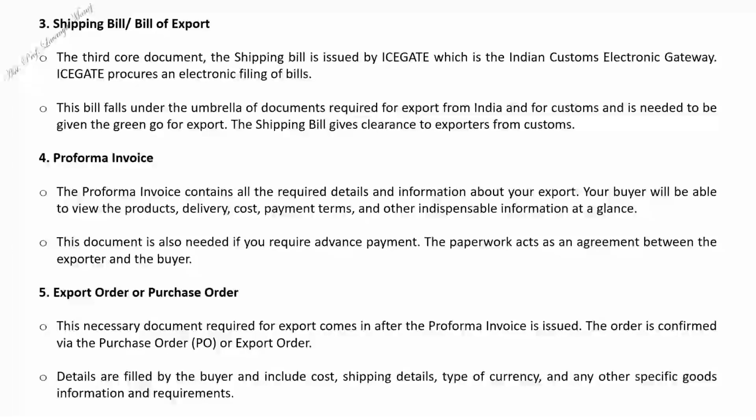The third core document is issued by the ICEGATE, which is the Indian Customs Electronic Gateway. Nowadays, there is no physical documentation happening. Mostly it is done digitally, electronically. ICEGATE procures an electronic filing for bills. This bill falls under the umbrella of documents required for export from India and for customs, and is needed to be given the green go for export. The shipping bill gives clearance to exporters from the customs. So this is generated by the customs official.